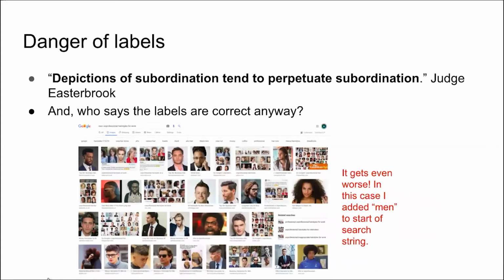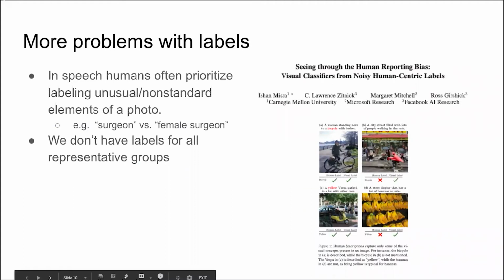And like I said, these results are fairly shocking. It gets even worse. Even when I added men to the start of the search, they still return a lot of images about women. So again, I'm getting a very strong message here that it's women who are the problem with the unprofessional hairstyles. More problems with labels.